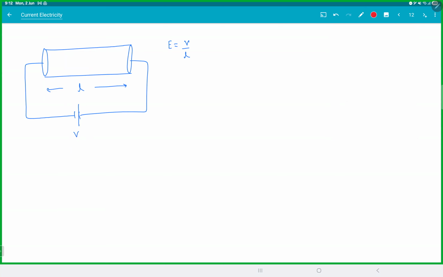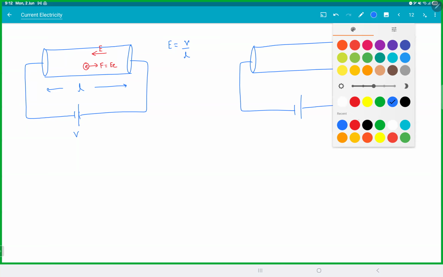This will create a field E here in the region. And because of this, the electrons here will start getting pulled this way, F, which is E into E. So these forces, now if you see the motion, this force is actually dragging the electrons. So if you see the combined motion, it would look something like this.